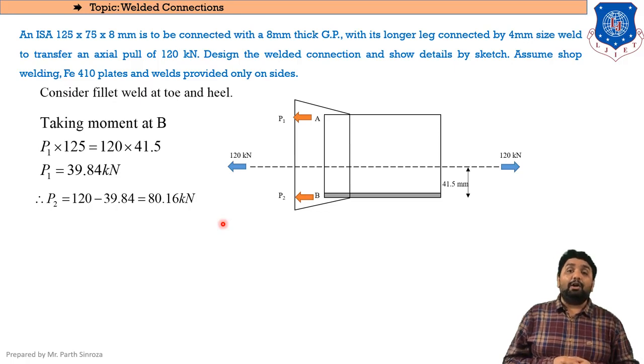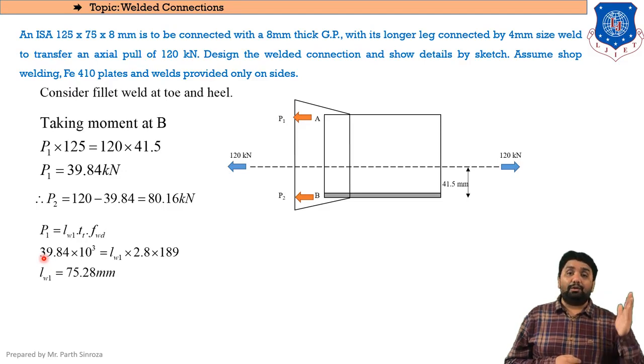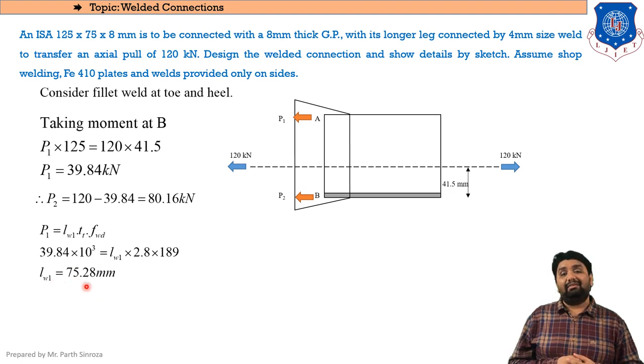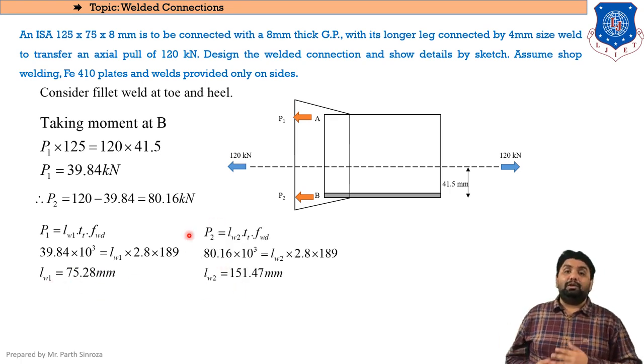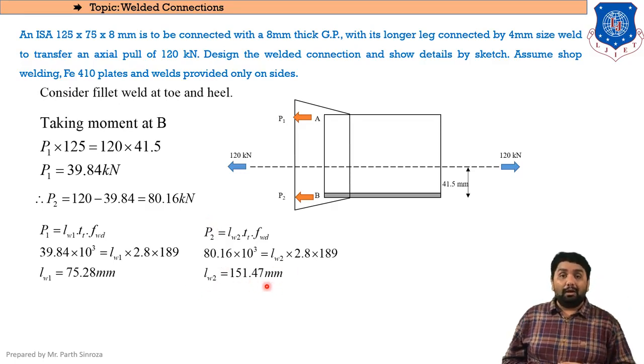From these values, we need to identify the length of weld 1 and weld 2, that is LW1 and LW2. So from the force P1, applying the same equation, P1 equals LW1 into TT into FWD. TT will be the throat thickness, FWD will be our stress component. Clear? So the unknown will only be LW1. So from P1 we will be calculating LW1, which comes out to be 75.28 mm. Clear? And from P2, we will be calculating LW2. So this will be our length of weld on the upper part and the length of weld on the lower part.